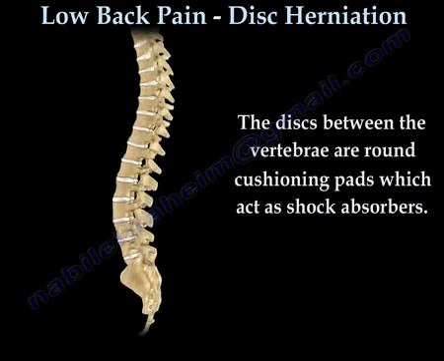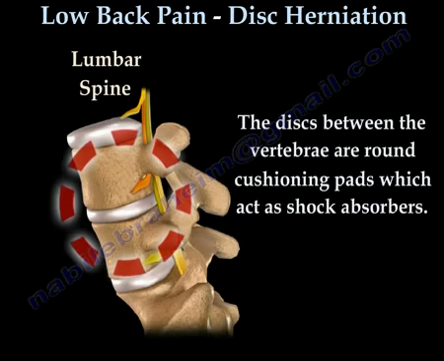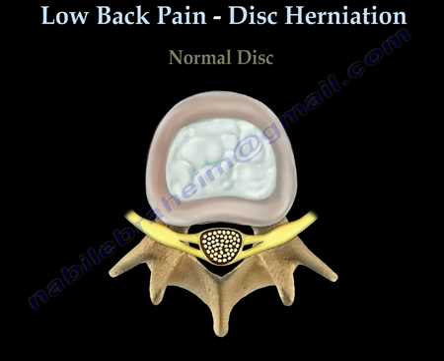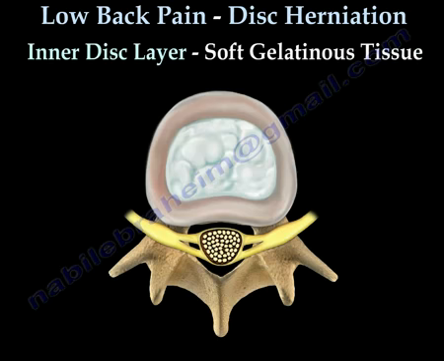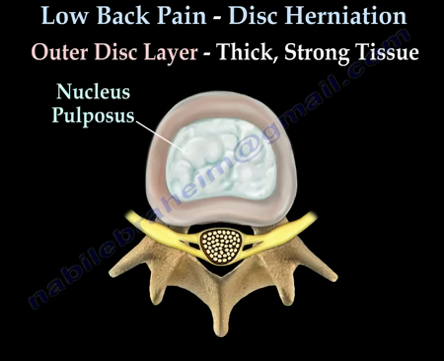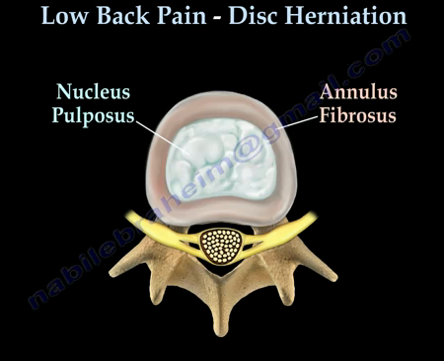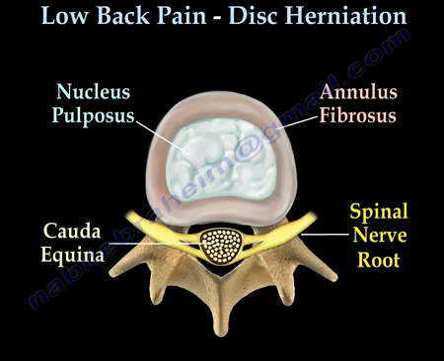The discs between the vertebrae are cushioning pads which absorb the shock. In a normal disc, there are 2 layers. The soft gelatinous inner layer, we call it nucleus pulposus, and an outer thick strong layer, we call it the annulus fibrosus. Behind the disc lies the spinal nerve root and the cauda equina.